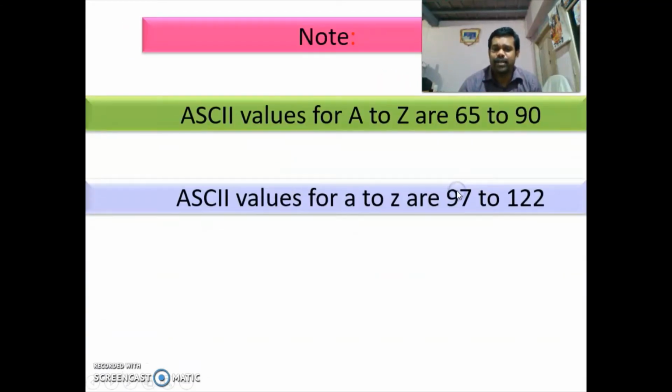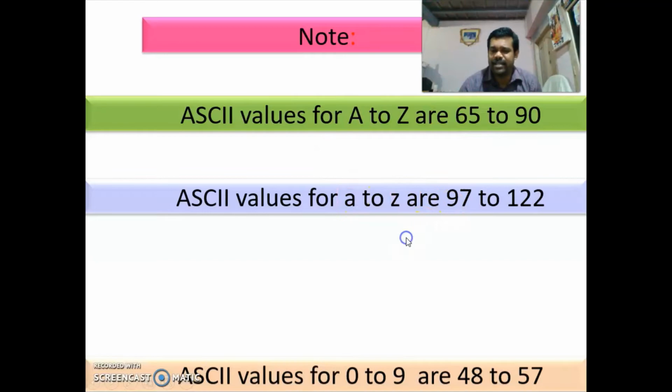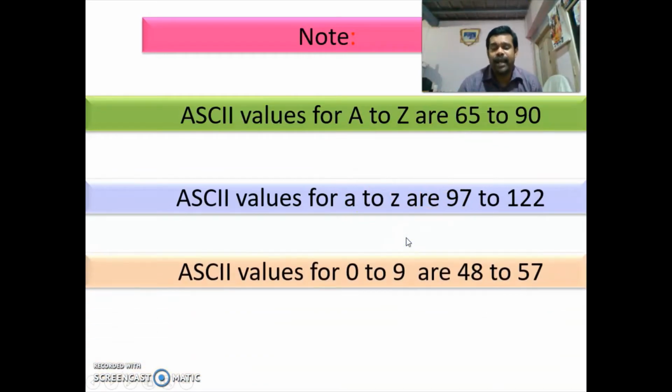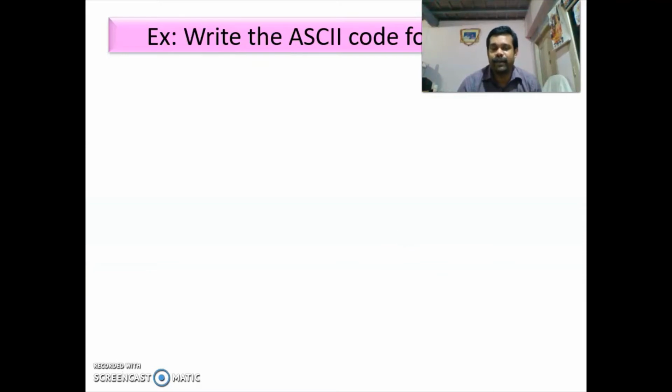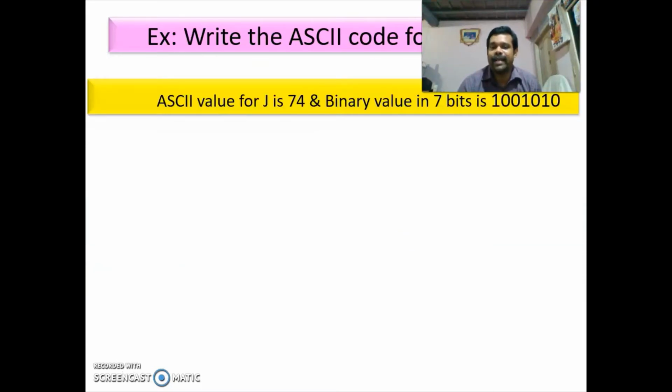So we have to note that the ASCII values for capital A to Z are 65 to 90, small a to z are 97 to 122, and the ASCII values for 0 to 9 are 48 to 57. So now we are going to write the ASCII code for JNTU.